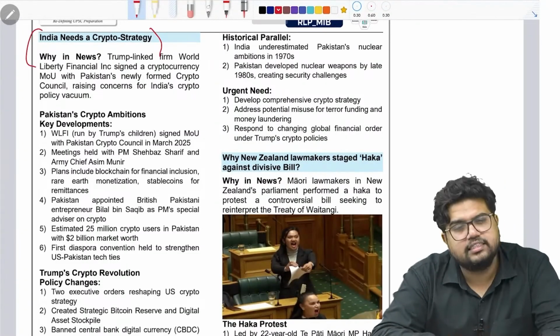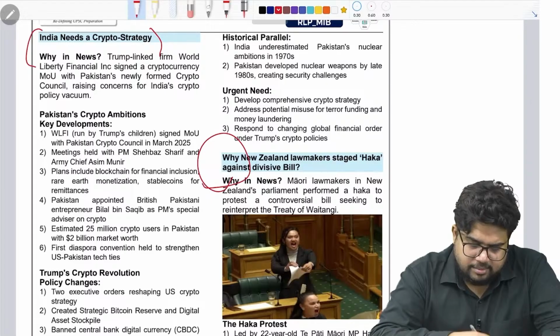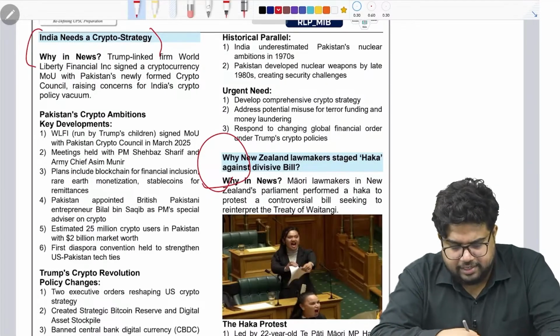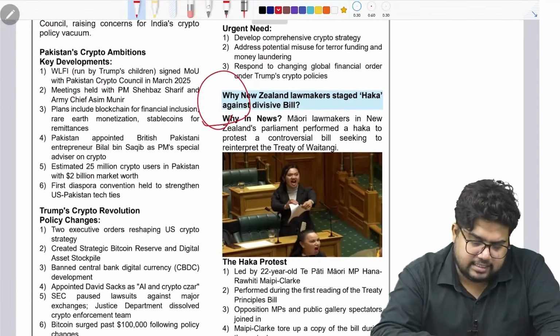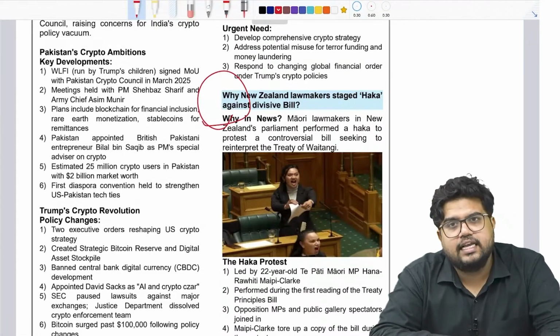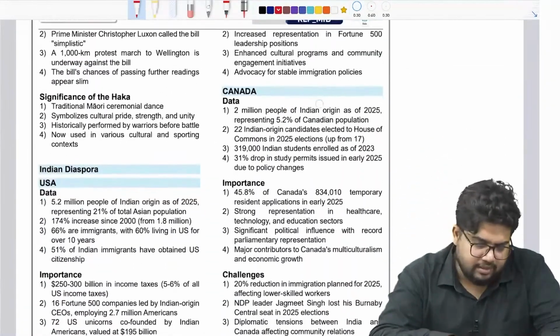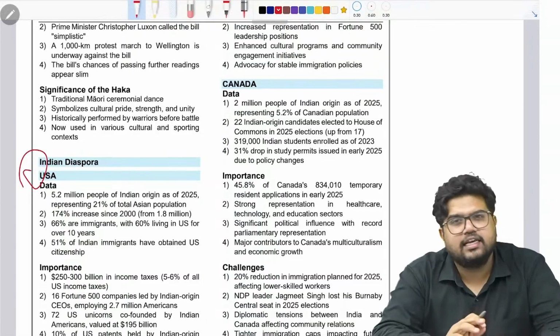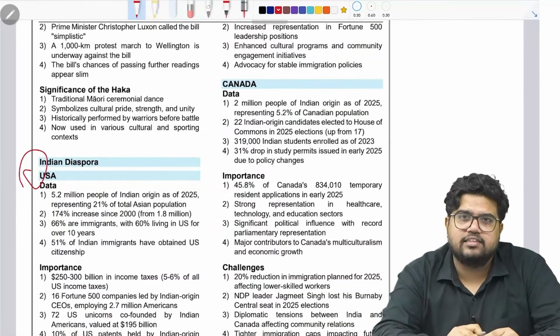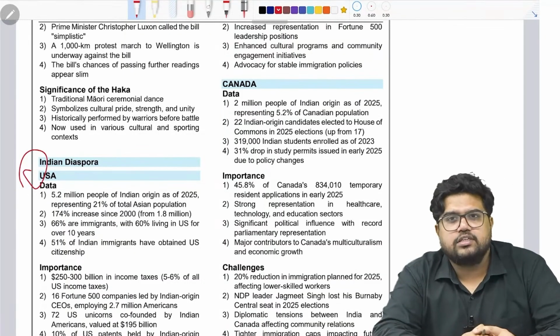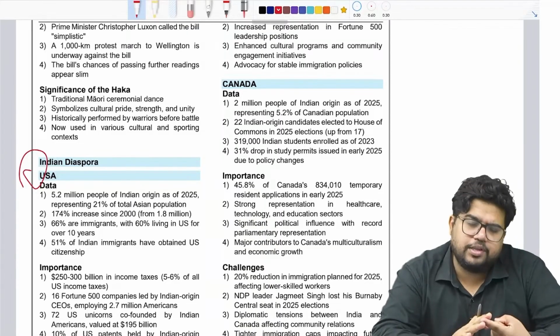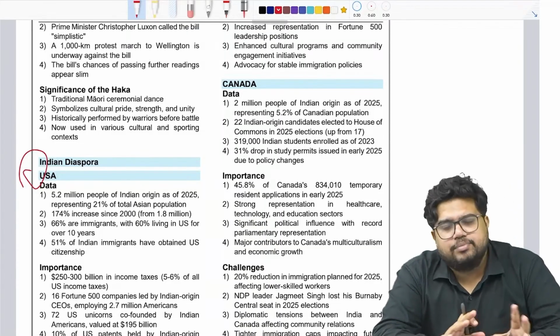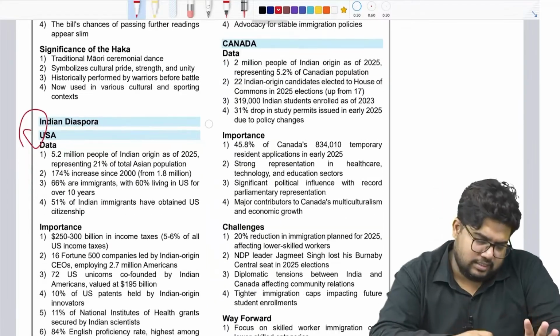India's crypto, these are different themes. This is about a cultural nationalism aspect, why New Zealand lawmakers staged the Haka dance against the divisive bill. Diaspora issues: every 2-3 years you get a question directly on the diaspora. So for diaspora, you should know the numbers and the best strategy is to study region-wise.